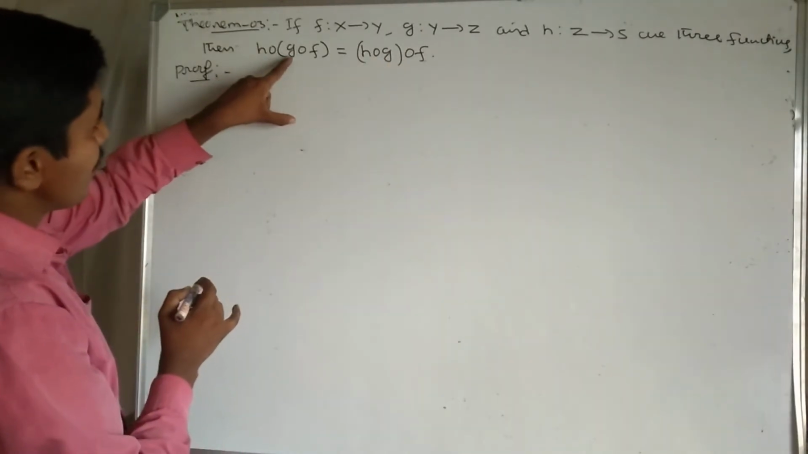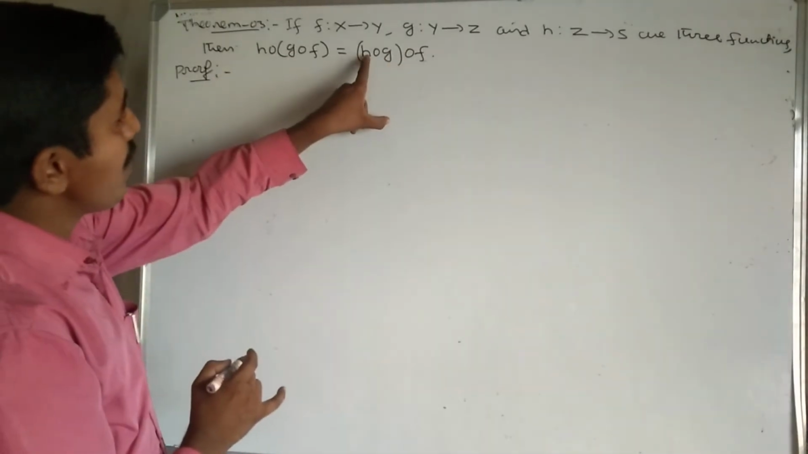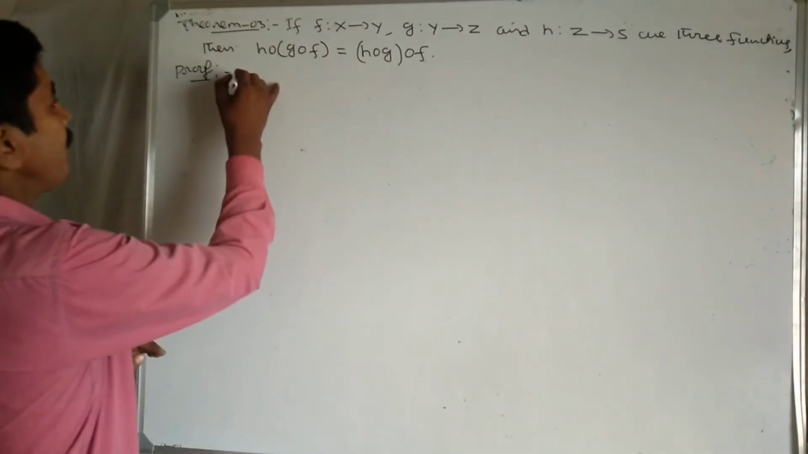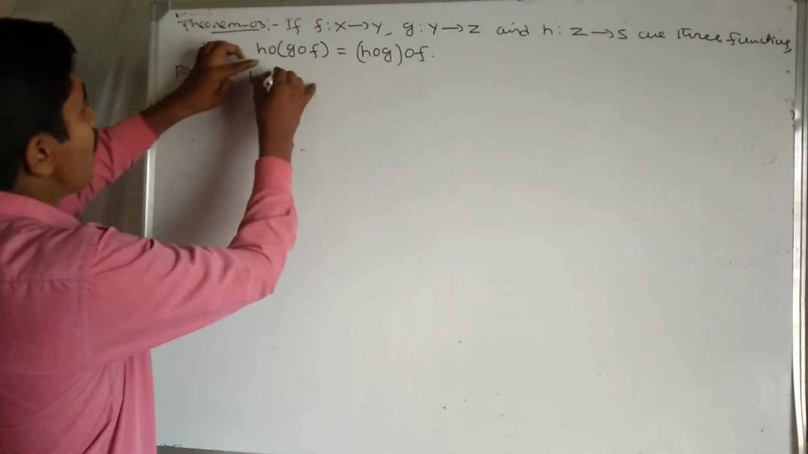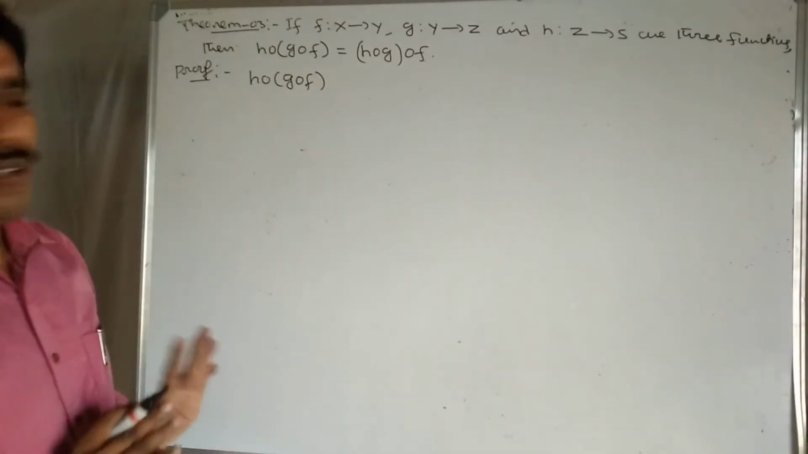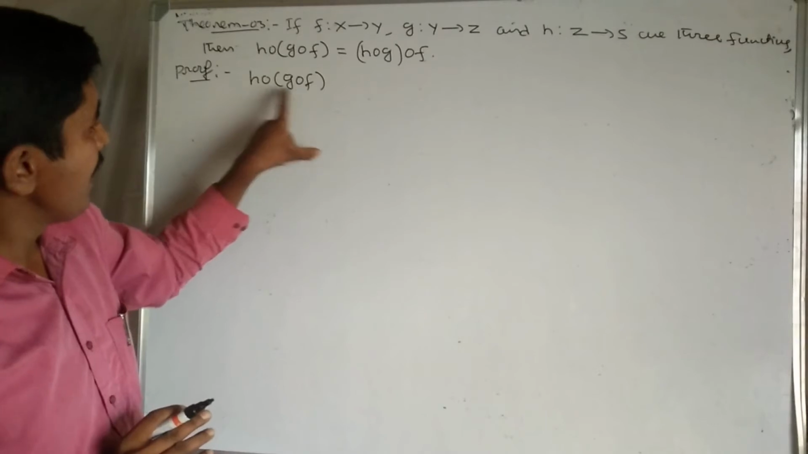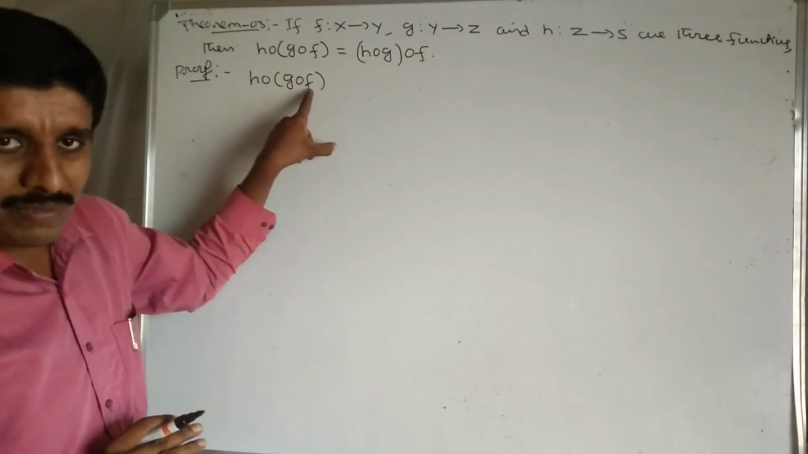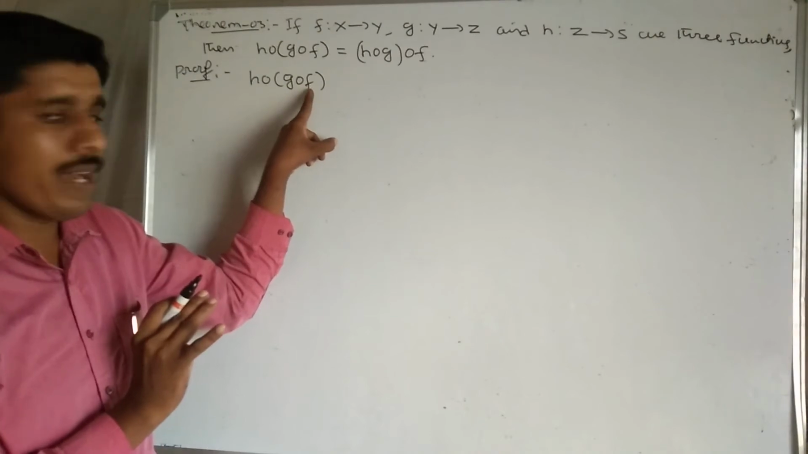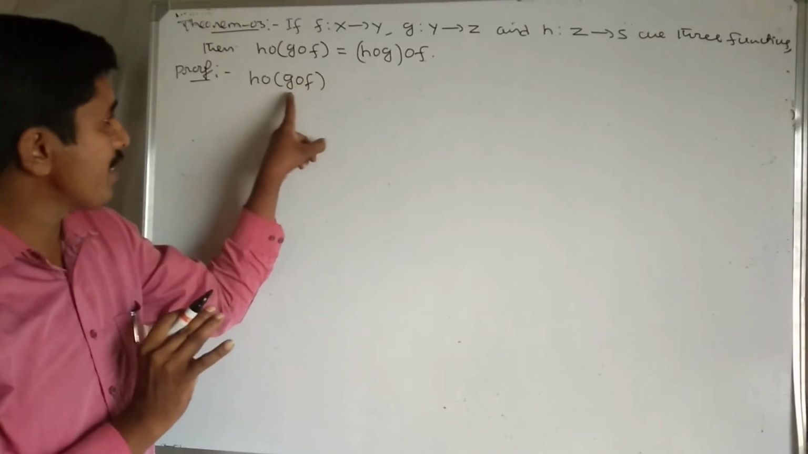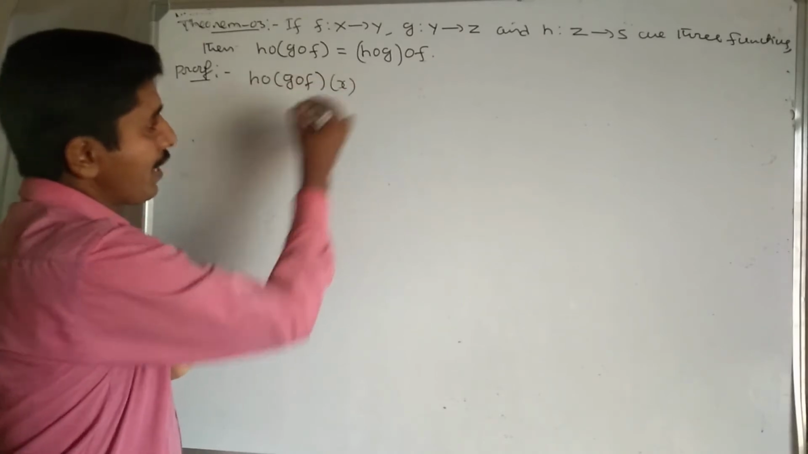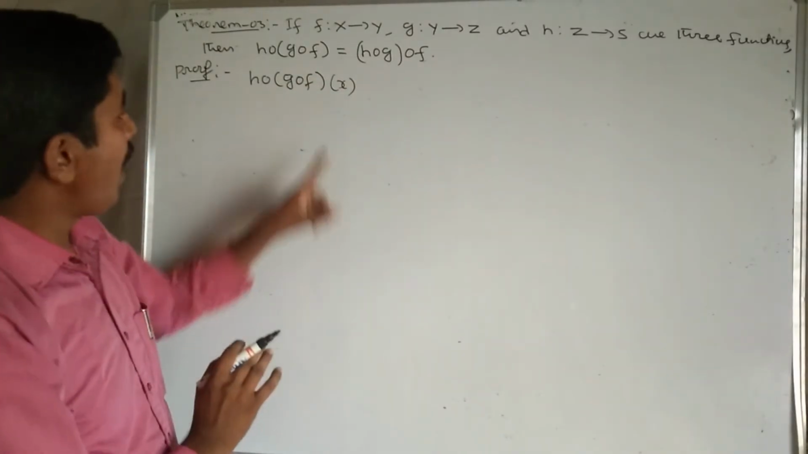Left side first h, next g∘f. Right side also h, g, f. Got it? First I am taking the LHS, h∘(g∘f). Here I am taking a domain element. A composite function means a function here. The domain of this composite function is equal to the domain of f. I am taking x as an arbitrary element.